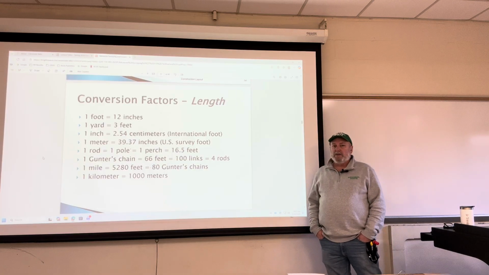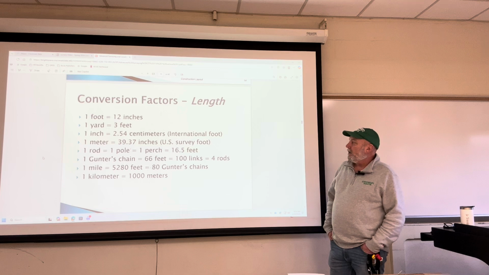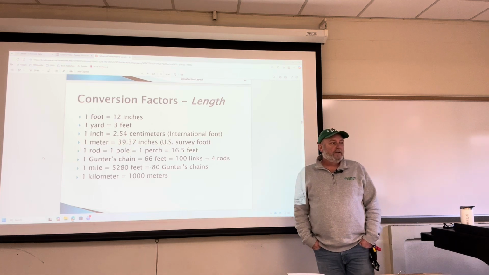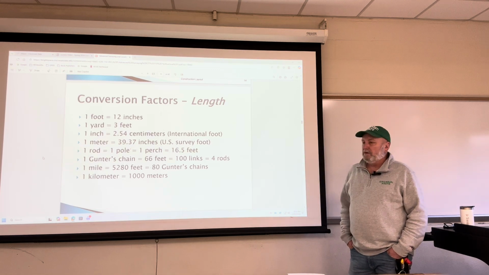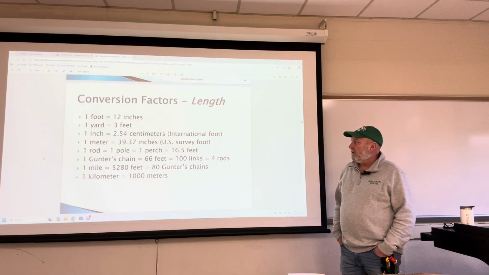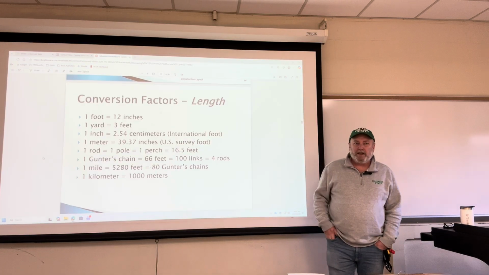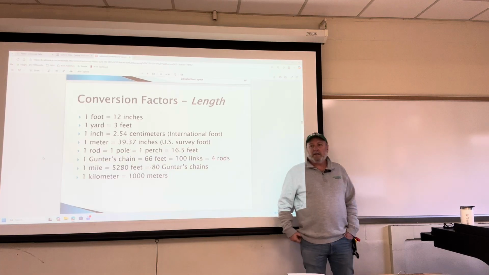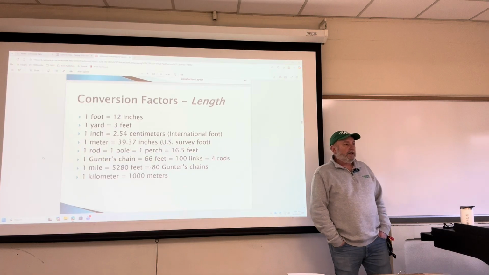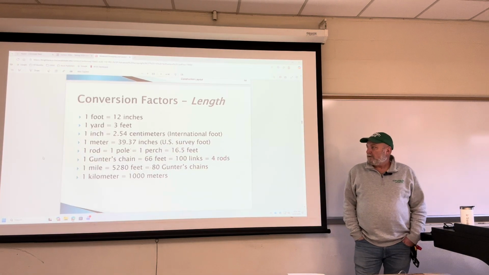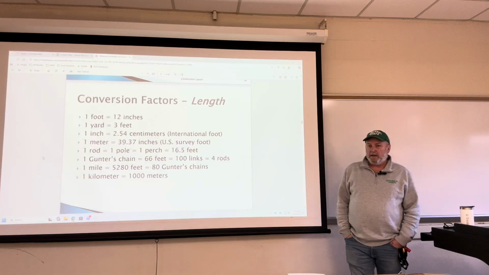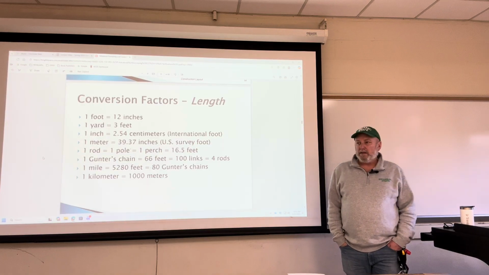However, a lot of things we still currently measure in today, at least in Ohio, Kentucky, Indiana, we use the U.S. survey foot. I believe Michigan actually has it legislated that you're supposed to use the international foot. So checking laws and statutes of the various states you're going to be working in is important to know what you need to be using.